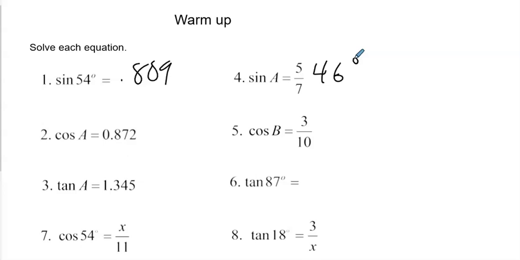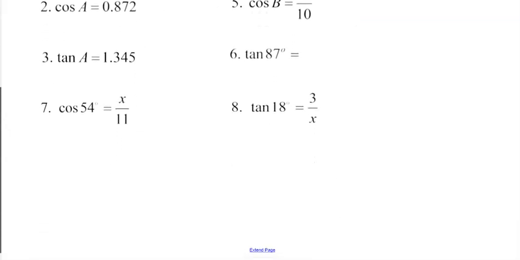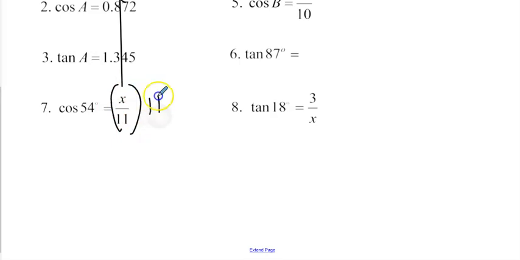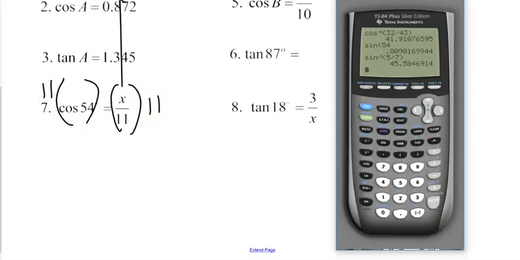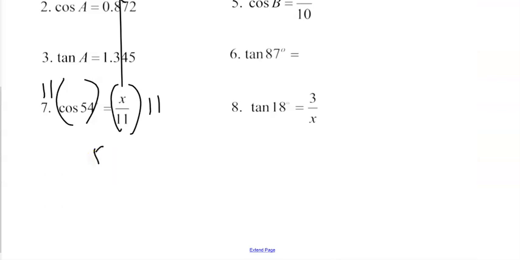Okay, 2 and 3 work just like 4, except you're putting in a decimal instead of a fraction. No big deal. Okay? Now, when we get to problems like 7 and 8, remember, if x is on the top, we're trying to get rid of that 11 by multiplication. So we just type in 11 times cosine of 54. So 6.47.